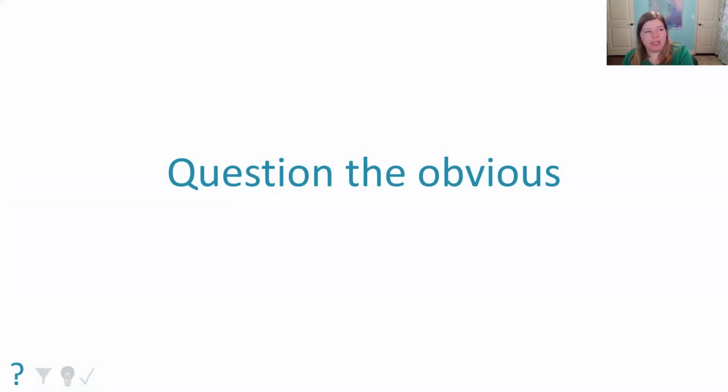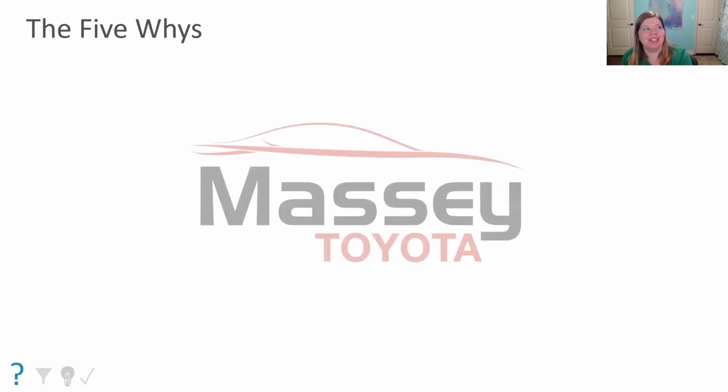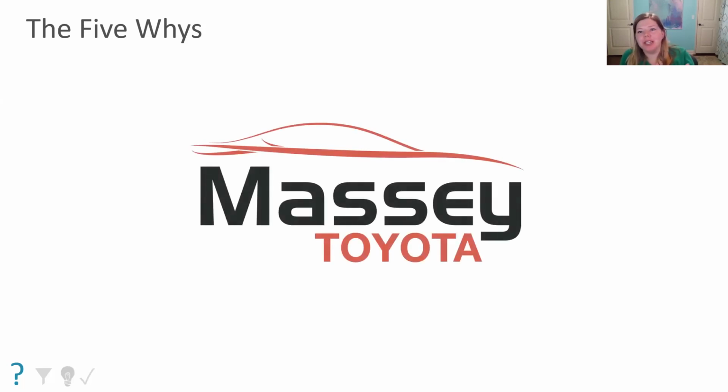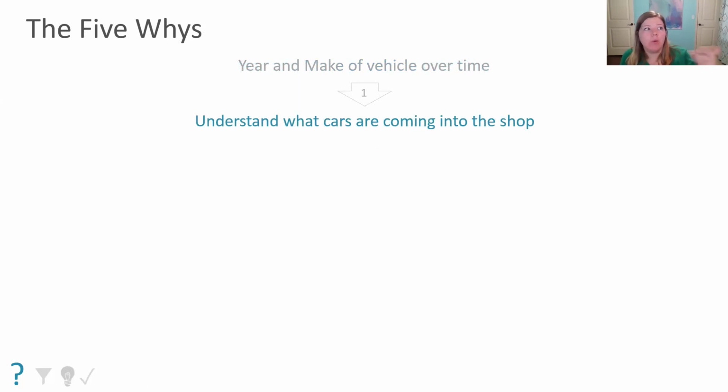So first step is to question the obvious, and you should always ask why 5 times, which seems aggressive, but it's going to save you a lot of time in the long run. So the example that she gave in this presentation was her dad's friend owned a Toyota dealership. And he said, oh yeah, I want you to create me a dashboard with year and make of model over time. And she said, okay, why? And he said, oh, I want to understand what kind of cars are coming into my shop.